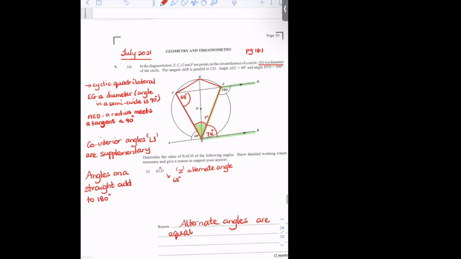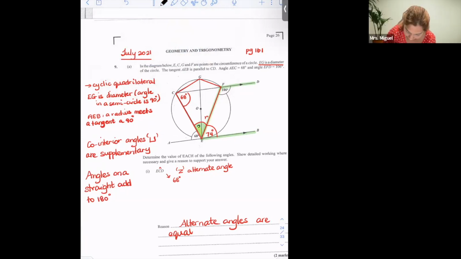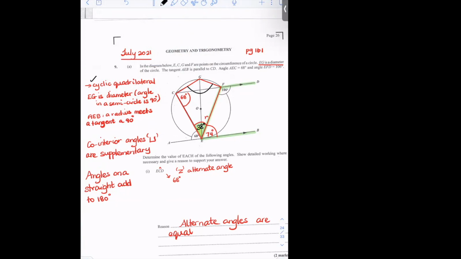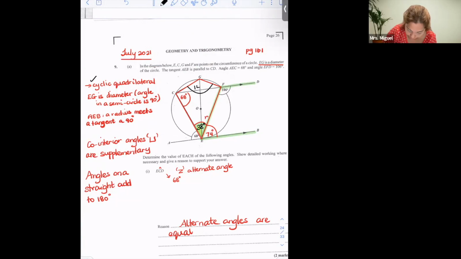Brittany, how much is it? 38, miss. Now we're going to use the cyclic quadrilateral theorem. The opposite angles in a cyclic quadrilateral are supplementary. So 180 minus 38 is how much? 142. So 180 minus 38 is 142.